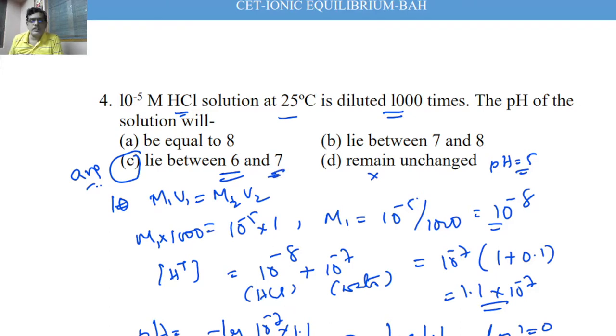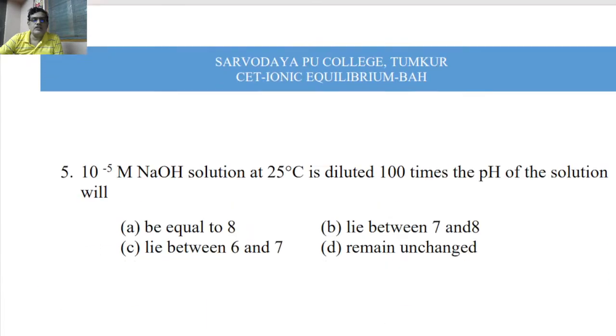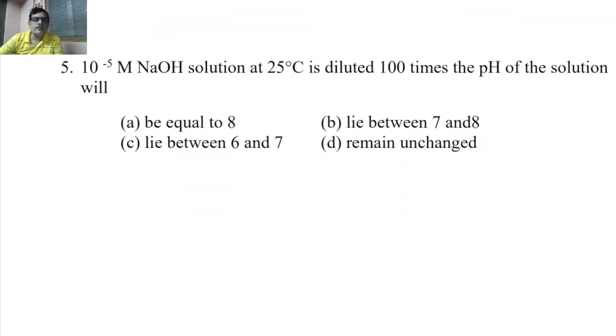So if you want, you may calculate like this. The total concentration of H plus must be taken from the contribution of HCl after dilution and the concentration of H plus by water dissociation also. Then we are going to get an answer that is very close to 7. Therefore the answer will be between 6 and 7. This rule should be applied when the solution is very dilute.